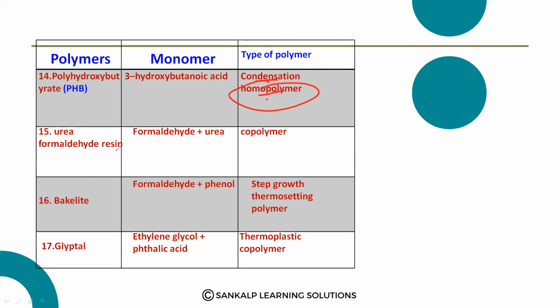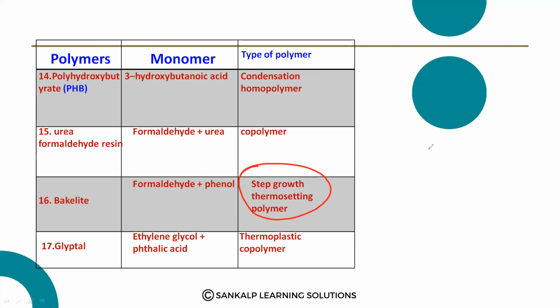Next is urea formaldehyde resin. The monomers used are formaldehyde and urea. So what type of polymer does it form? It forms a copolymer, because there are two different monomers involved in making this urea formaldehyde resin. Okay, next is bakelite. The monomers are formaldehyde plus phenol. The type of polymer is a step growth thermosetting polymer.